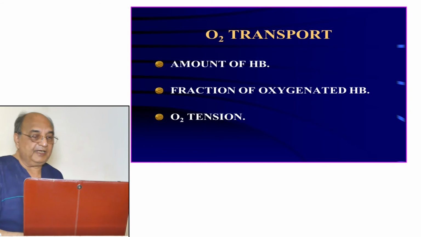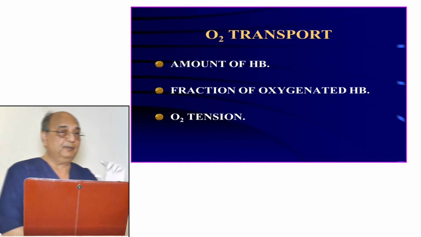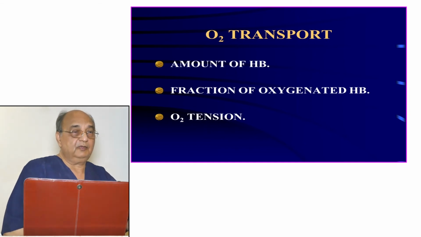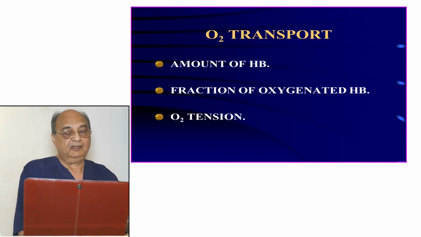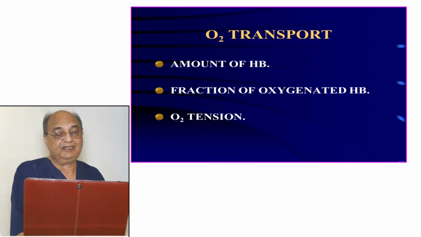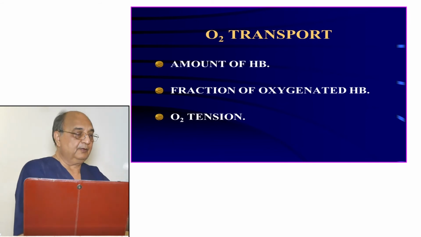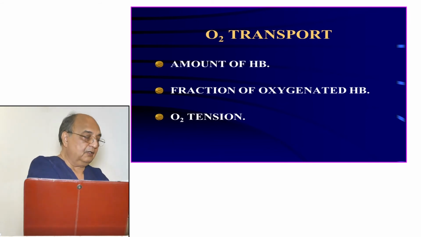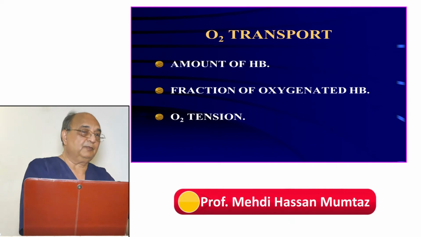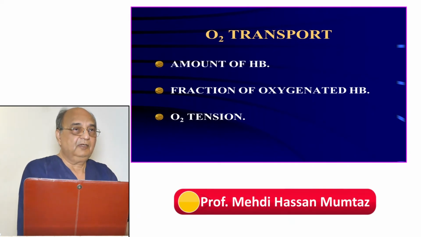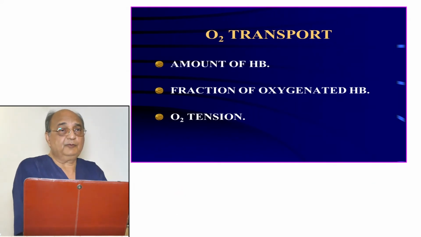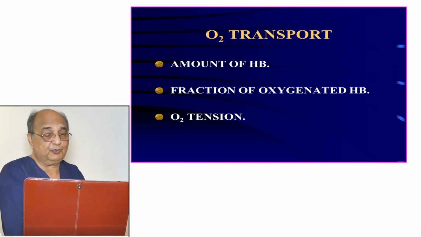Now, the transport mechanism requires the amount of hemoglobin. The greater the amount of hemoglobin, the more oxygen will be carried. And then the fraction of oxygenated hemoglobin. Now, we've got the hemoglobin molecule, and how much of it has been taken up by oxygen, this is what we call hemoglobin saturation.